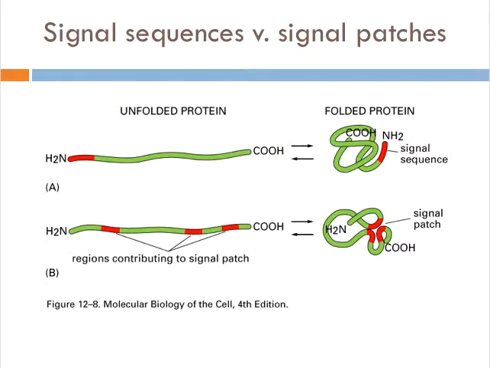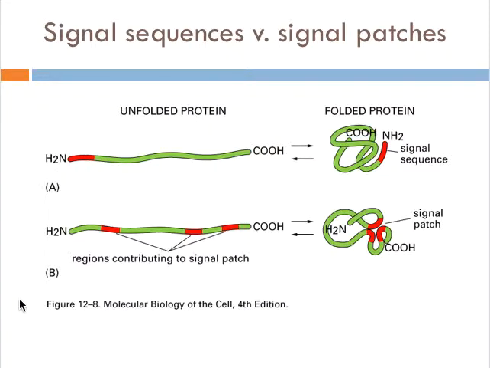Now, signal sequence is kind of an umbrella term. However, we do utilize it for anything that is on the N or the C terminus. So a signal sequence, by definition, is a chain of amino acids that is found on the N terminus or the C terminus. Okay, so when the protein folds, that signal sequence is still right there. So nothing has really changed. This type of signal sequence could be utilized in either the folded or the unfolded protein because it does not change.